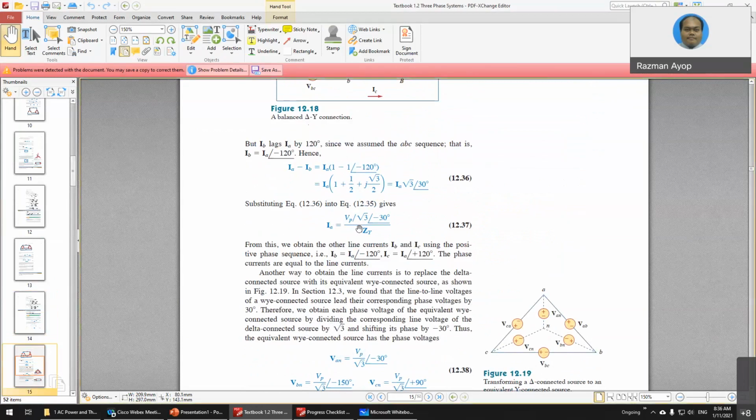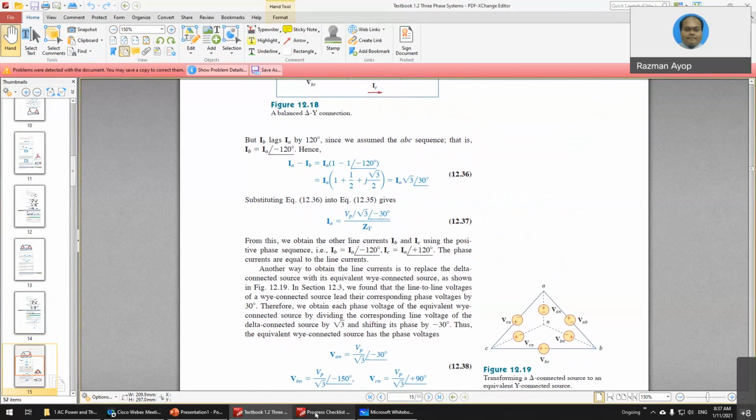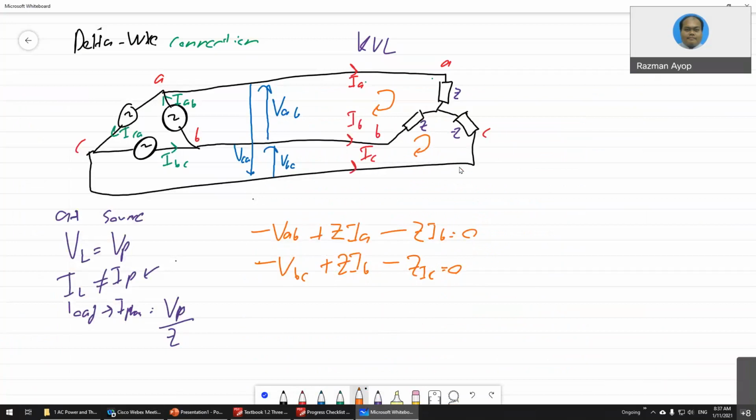So IA is basically V phase divided by this. Let me show. So for delta, remember the formula for balanced load. Okay, remember back, V line is equals to V phase multiplied by square root 3 angle 30 degree. Okay, you have to check back the previous video on how to derive this.